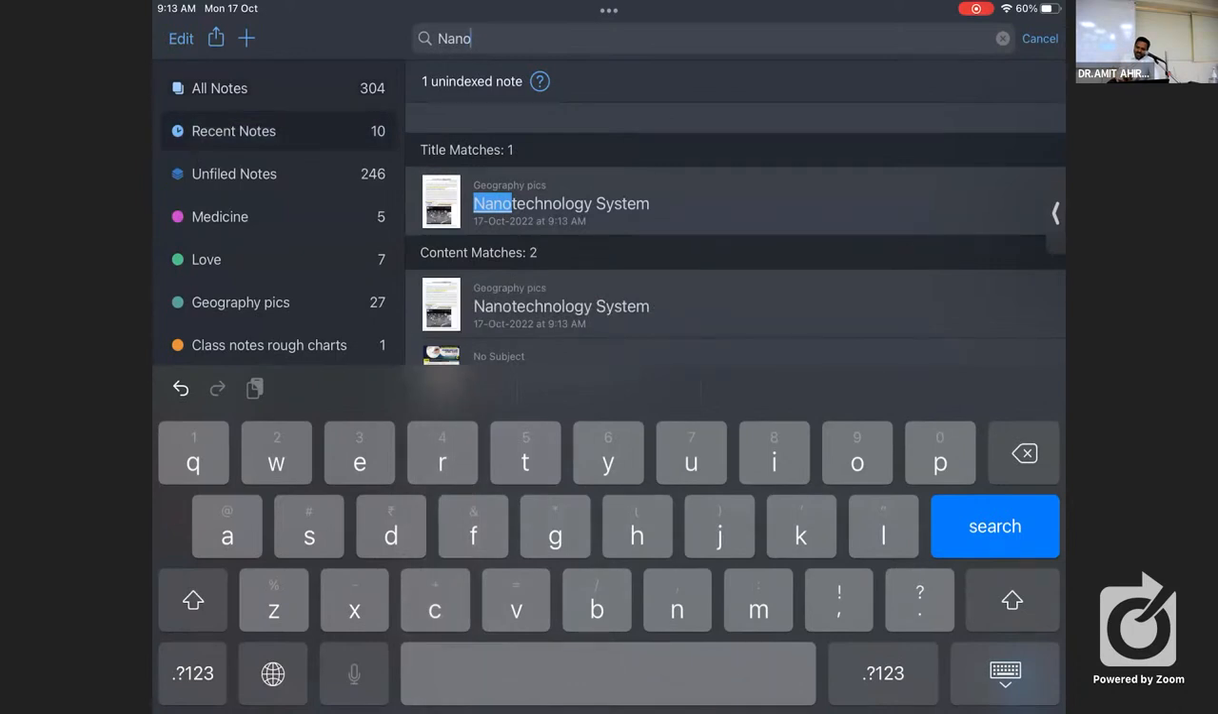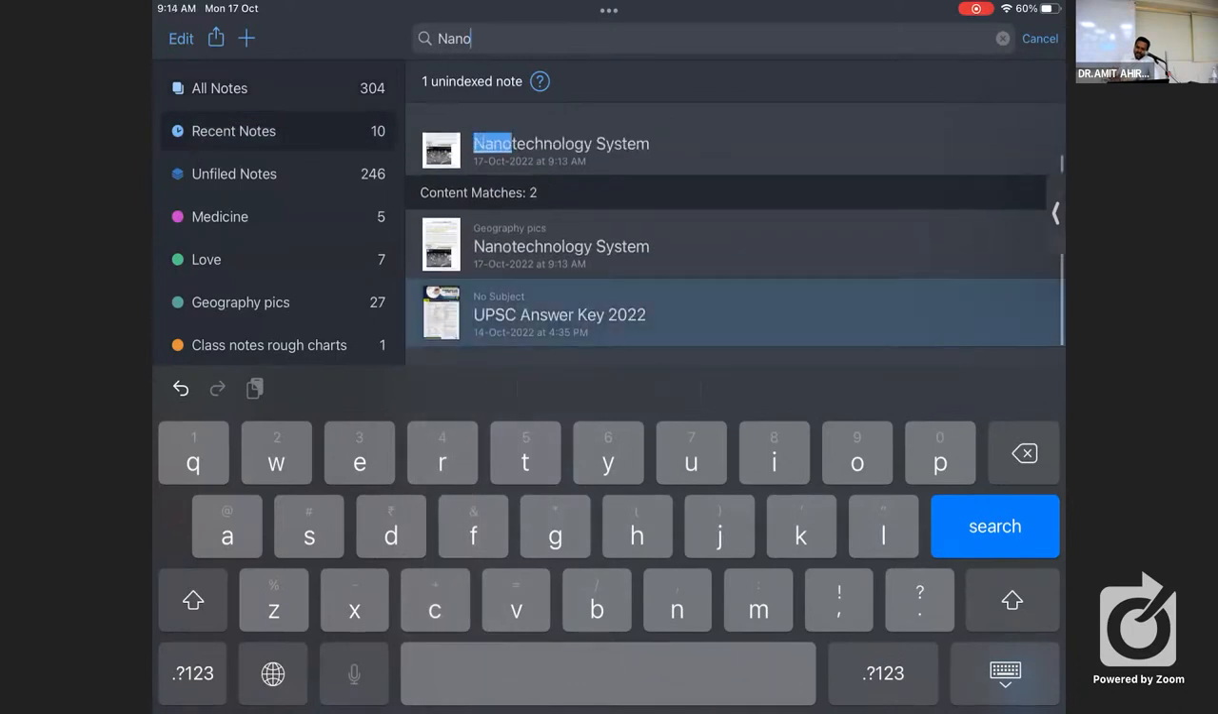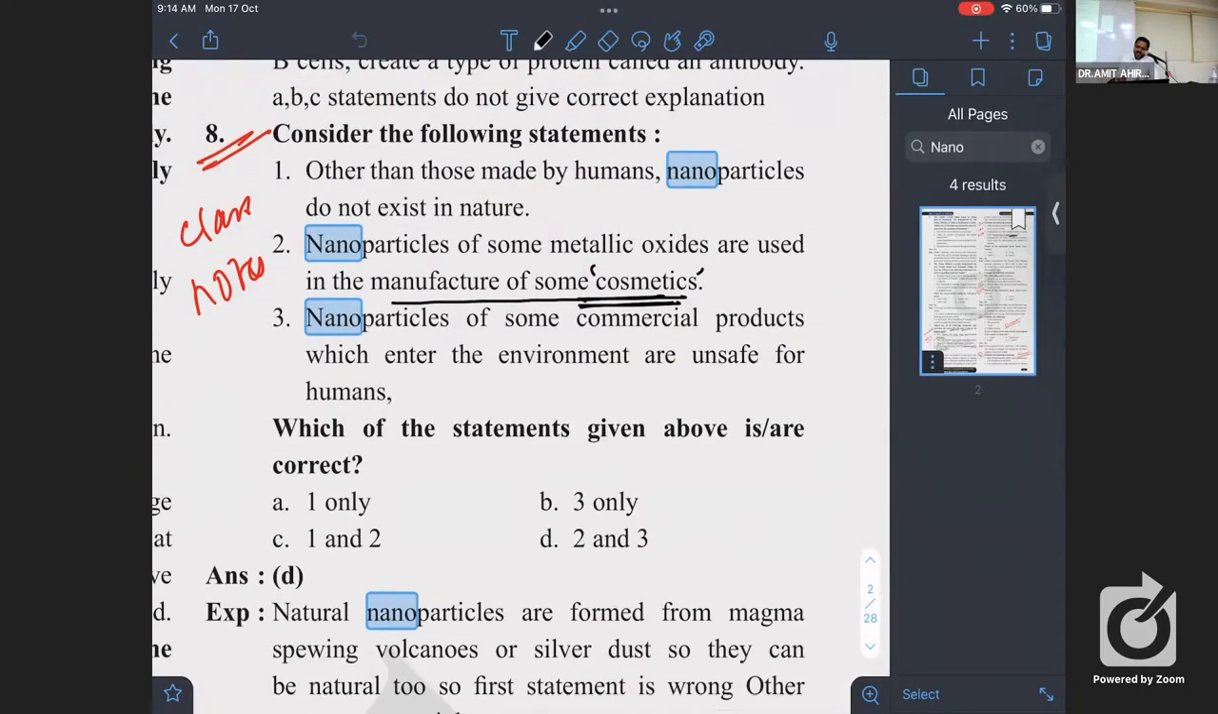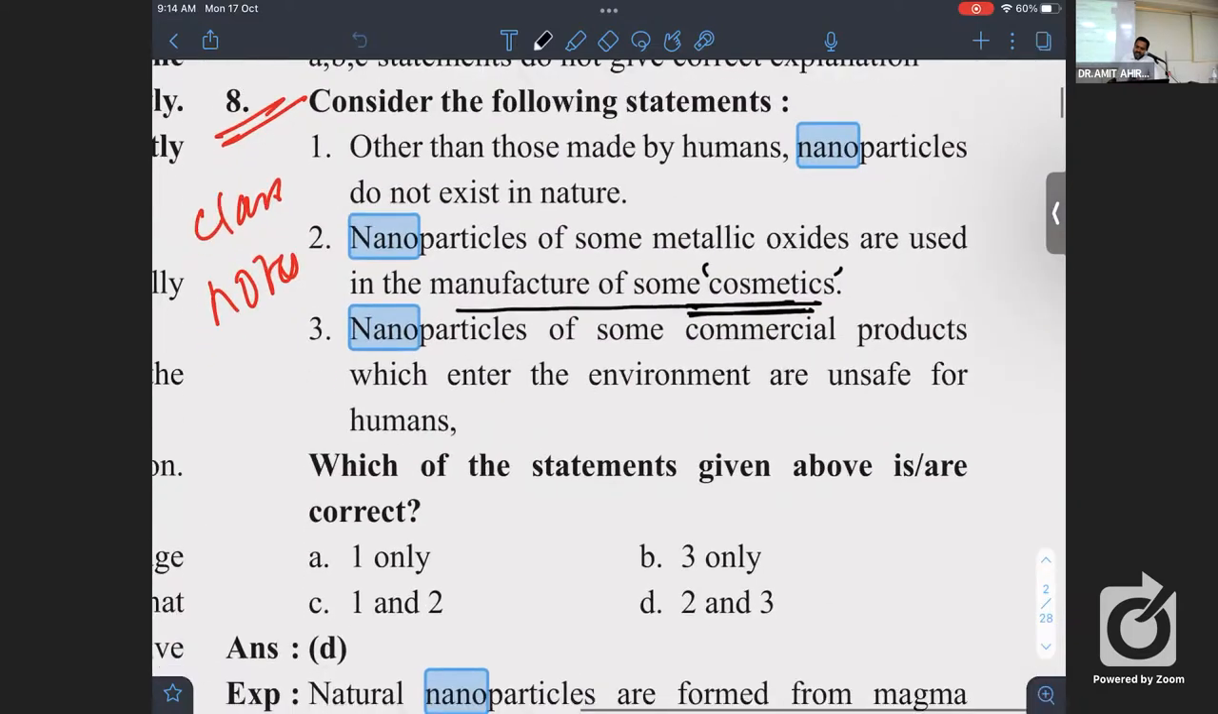Simple question was there. Okay. Now again, then I will come on that particular question. Other than those made by the humans, nanoparticles do not exist in the nature.